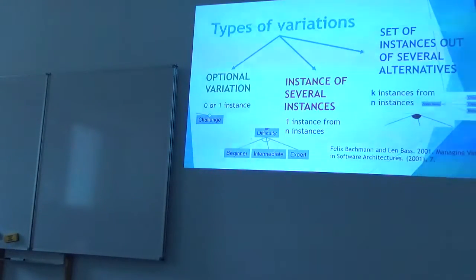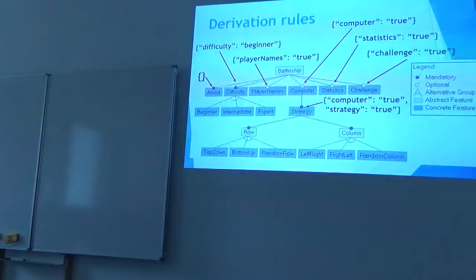choose one instance from n instances or k instances out of n instances, which are depicted in the picture on the right with this filled angle, which represents the OR functionality. And these types of variations should be supported by the software product line during derivation to flexibly derive the product with various features.